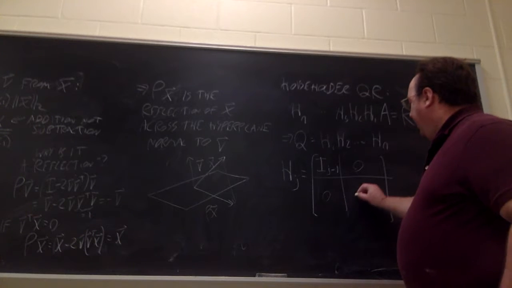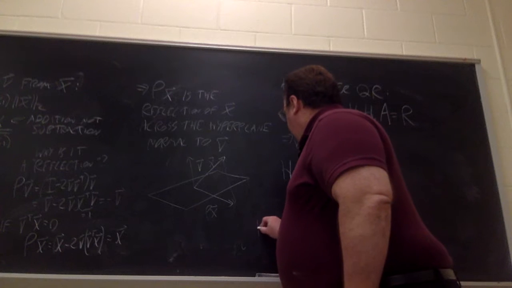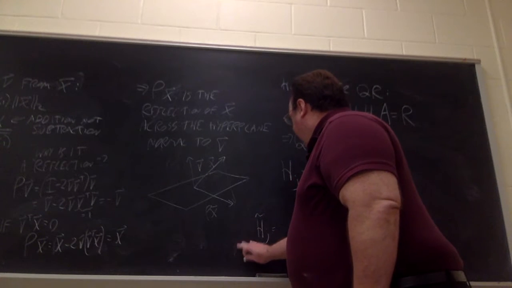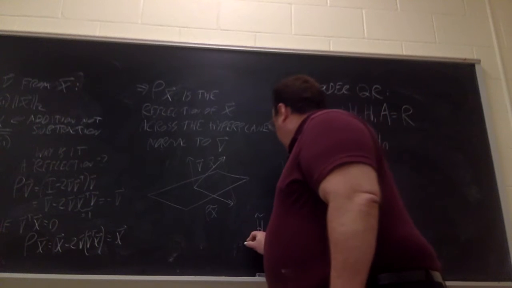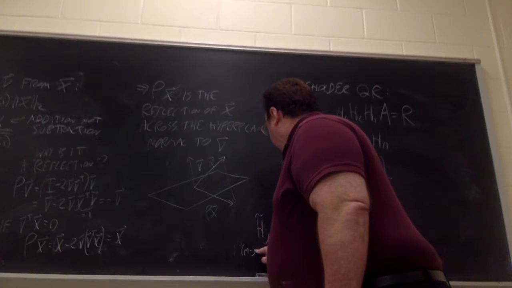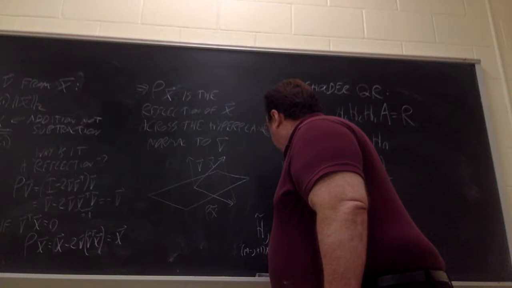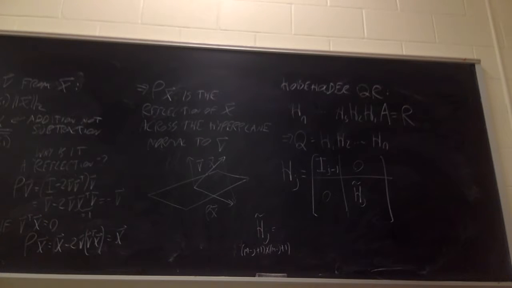0, 0, and then a smaller Householder matrix, which I'll call Hj tilde, in the lower right block. Now, Hj tilde is going to be of size m minus j plus 1 times m minus j plus 1. So for instance, for j equals 1, it's the whole matrix. It's the same size as A, m by m. And it keeps getting smaller from there.